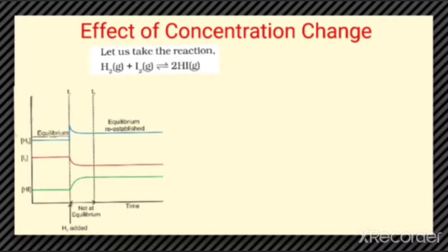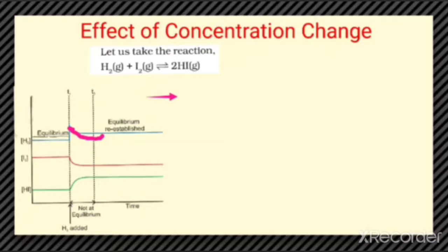So now you can see here, the concentration of H2 is raised because hydrogen is added. In order to reduce the concentration of hydrogen, the reaction moves in the forward direction. Now look at the plot here, you can see the plot for hydrogen is a little bit down. It shows that the equilibrium no longer remains, it gets shifted in the forward direction.